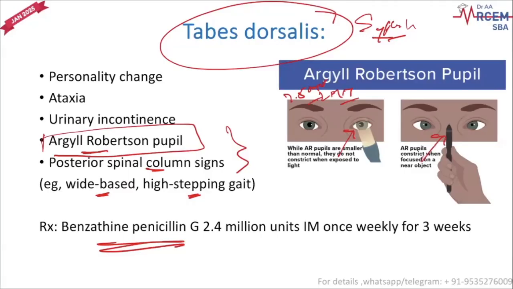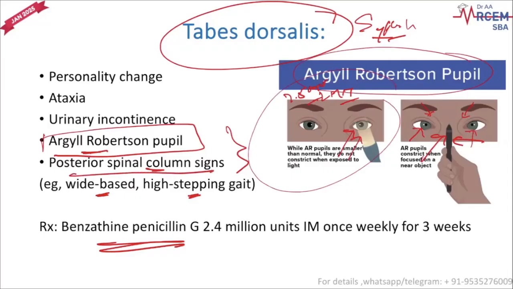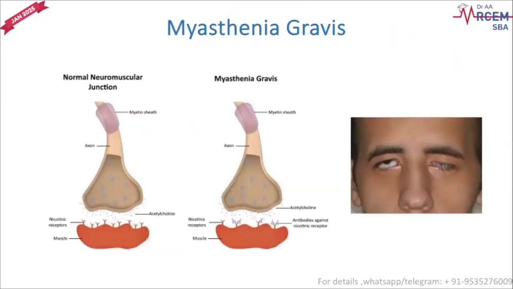But when you test accommodation, that means you ask the patient to look far and suddenly you bring an object nearer to him and ask him to look at it, like a pen. On accommodation, usually the eyes converge and the pupils get constricted. Here the pupils will get constricted. But when you just throw the light, the pupils will not constrict. So this is known as Argyll-Robertson pupil. This is a classical sign seen in tabes dorsalis, along with posterior column signs, that is, a wide-based and high-stepping gait.